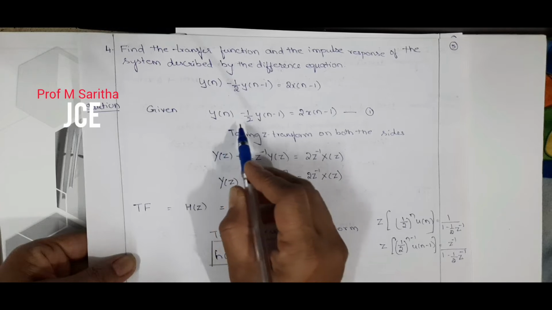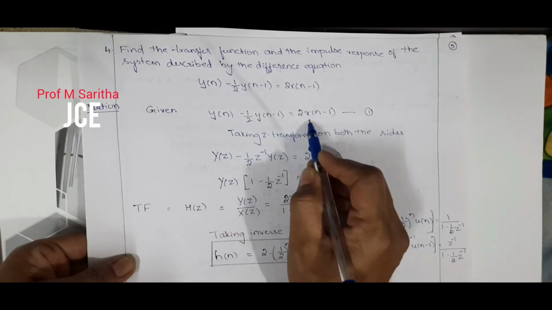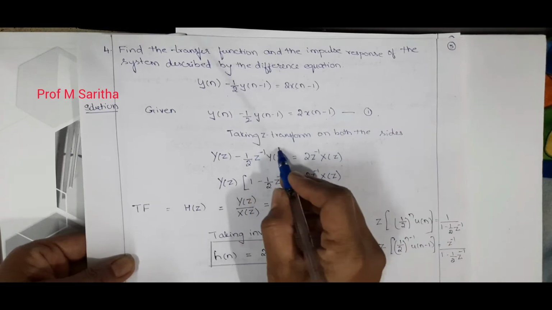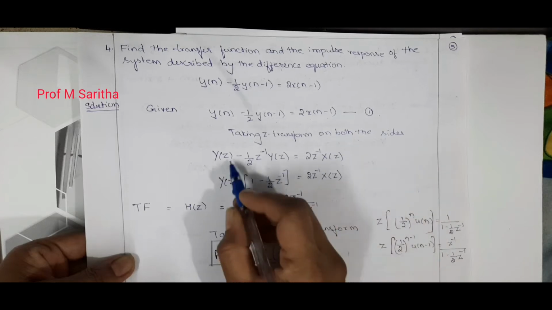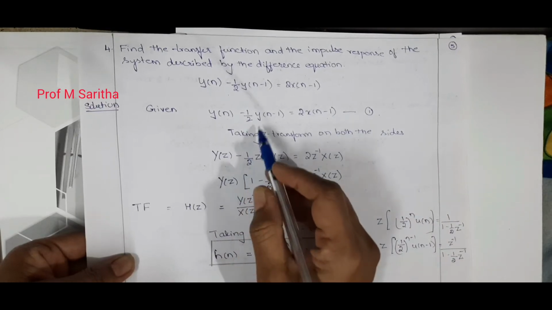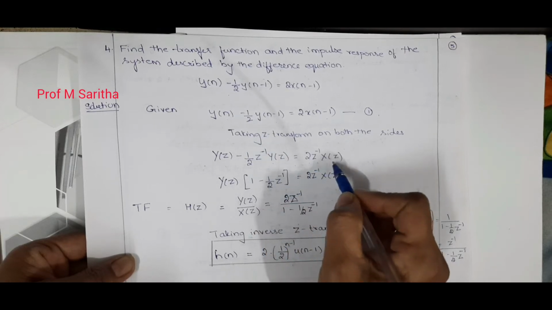Given y of n minus 1 by 2 y of n minus 1 is equal to 2 into x of n minus 1. Let us take this equation as equation 1. Taking z transform on both sides, we get y of z minus 1 by 2 z inverse y of z is equal to 2 times z inverse x of z.